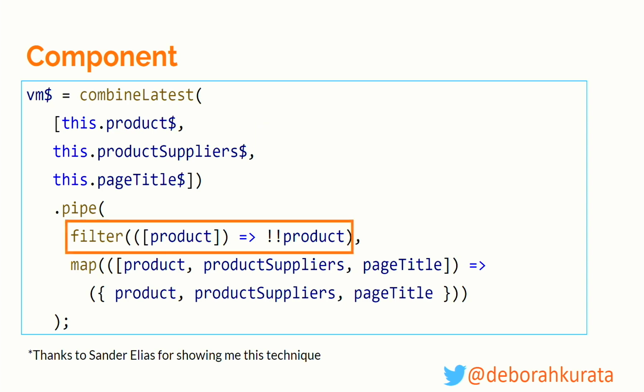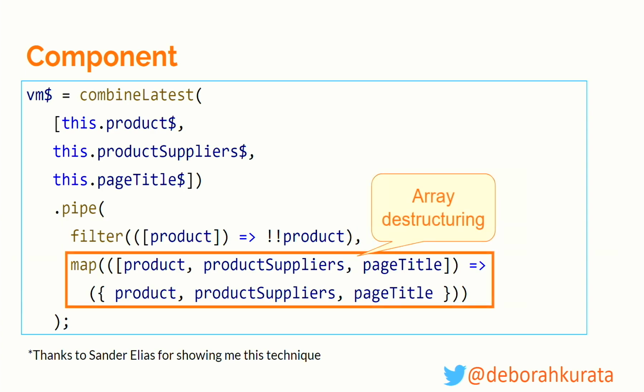Then I'm piping that through. The first thing I'm doing is filtering for a null product. That way it doesn't try to display anything if nothing's been picked yet, because in our application, when the app first comes up, nothing's picked. If there is a product, I'm again using array destructuring, assigning a variable name to the result of each of the streams, and then transforming that array with named elements into an object.